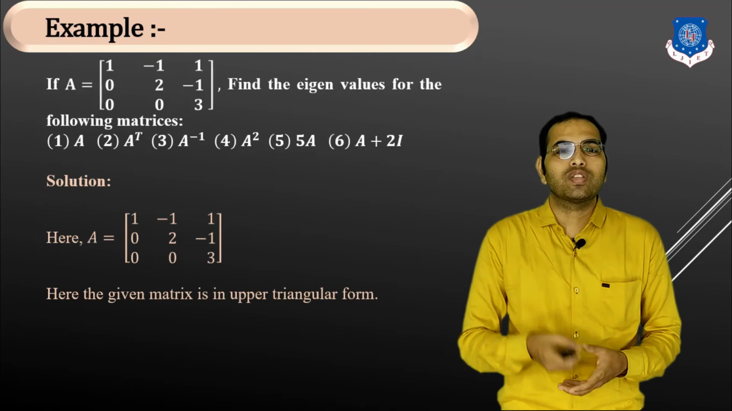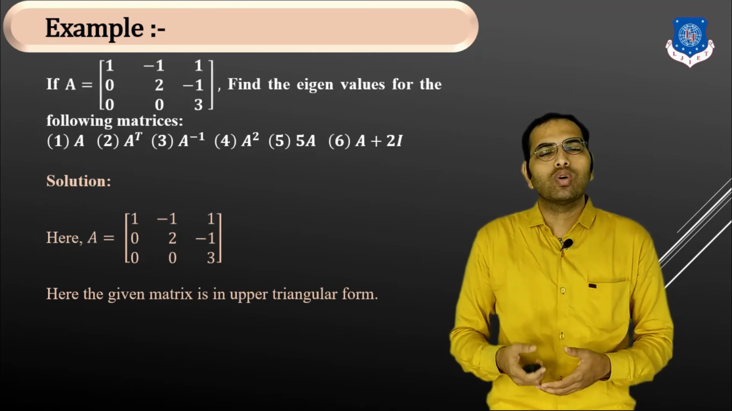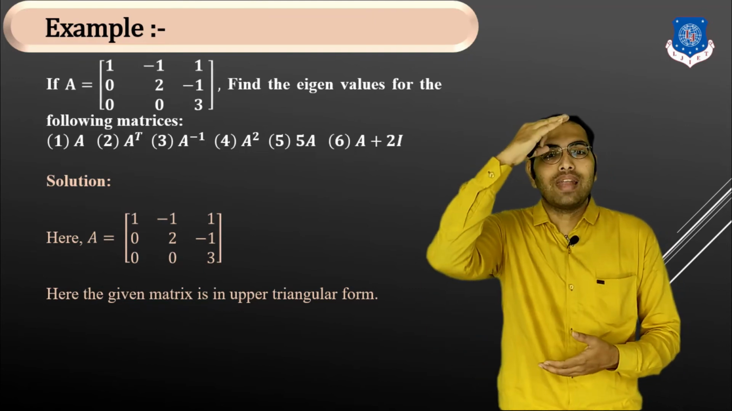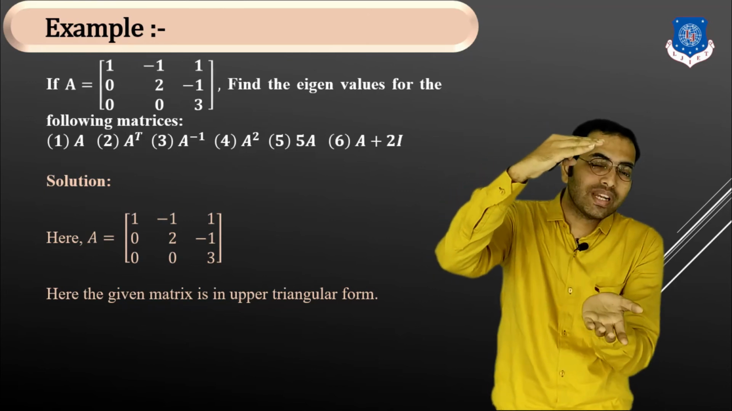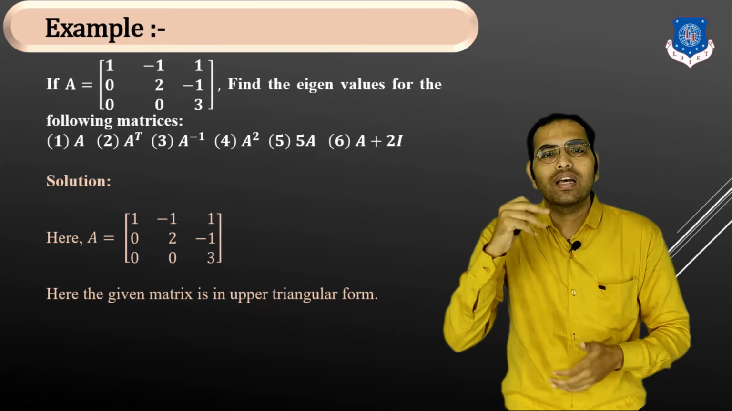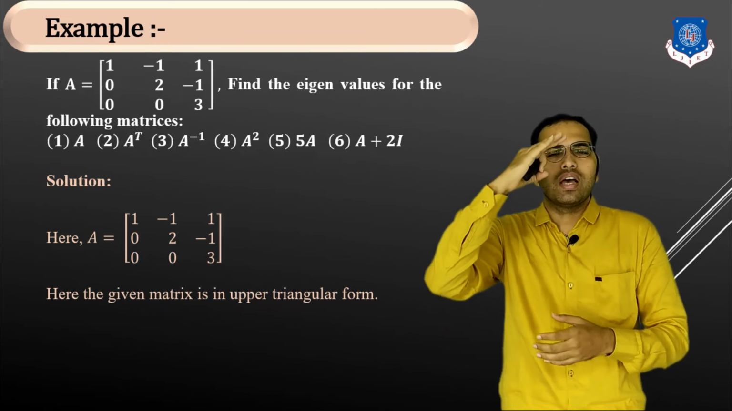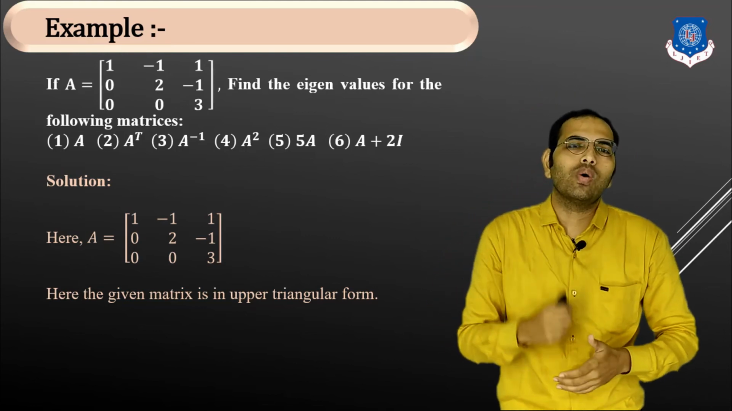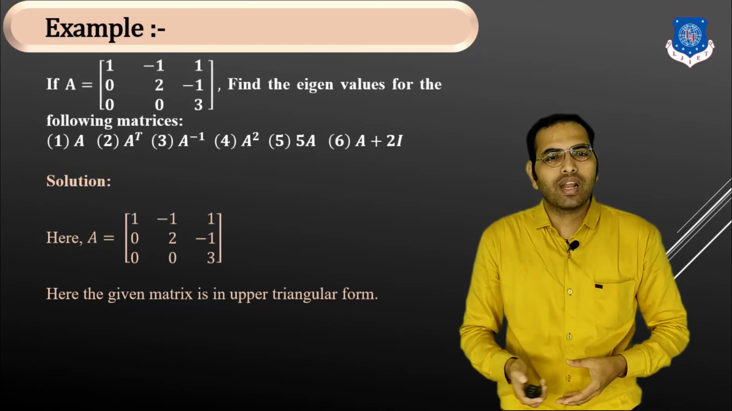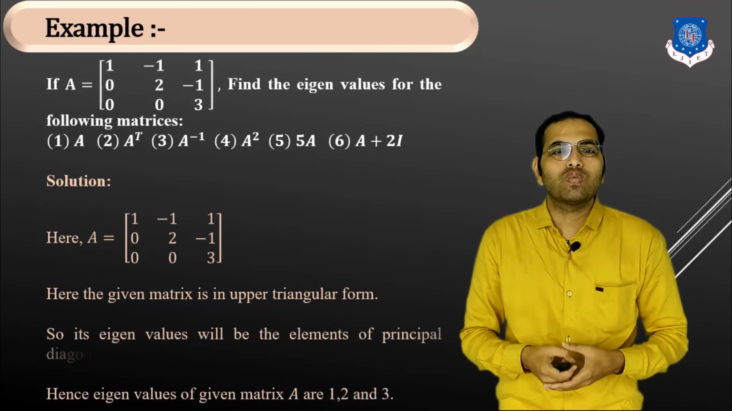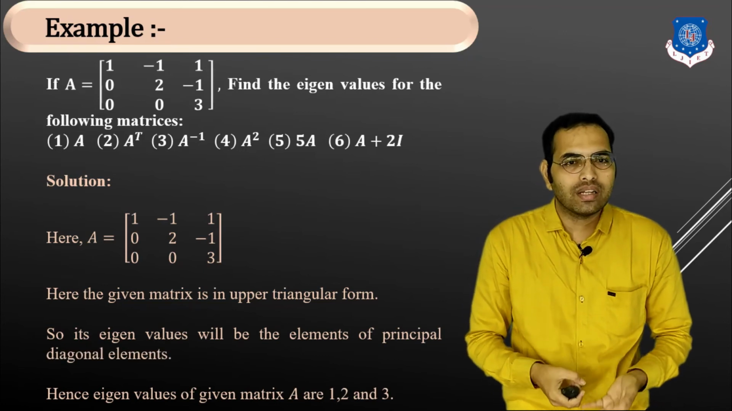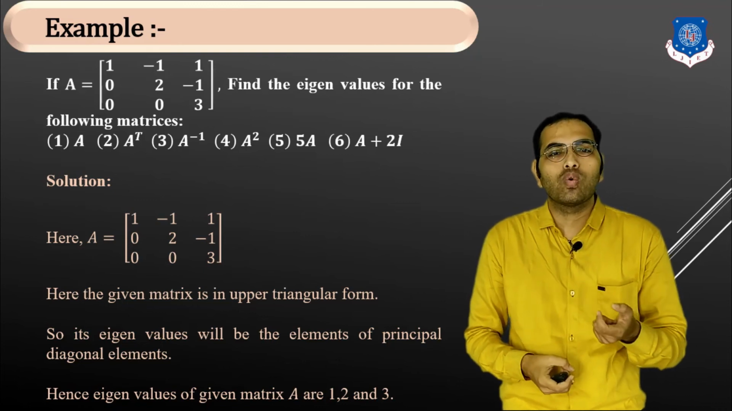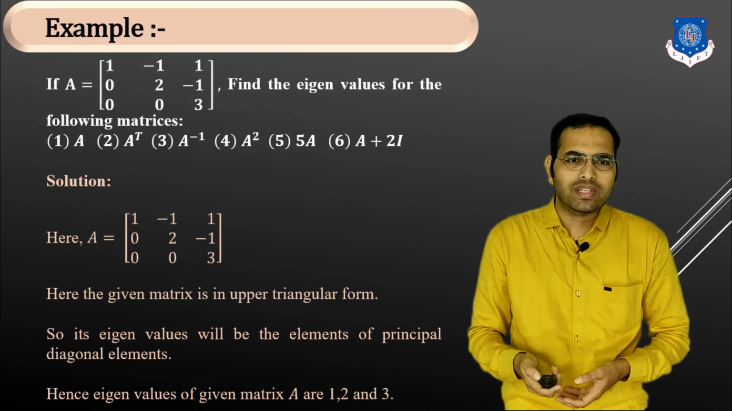Here our matrix, which is 1 minus 1 1, 0 2 minus 1, 0 0 3, is in triangular form. Here the diagonal elements are 1, 2, 3 and the entries below the diagonal are 0, that means it is an upper triangular matrix. Suppose the diagonal elements and the upper entries are 0, then it is a lower triangular matrix. Here the given matrix is upper triangular, so the eigenvalues will be the elements of the principal diagonal. That means the eigenvalues of the given matrix are 1, 2 and 3, and with the help of properties we can find the rest.